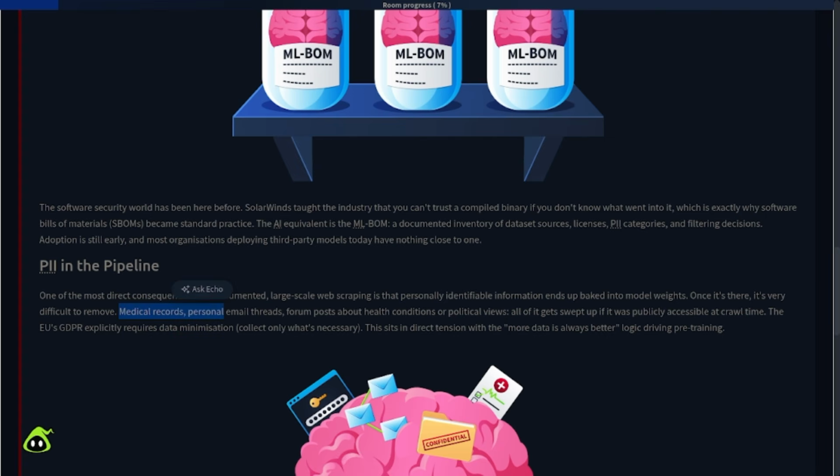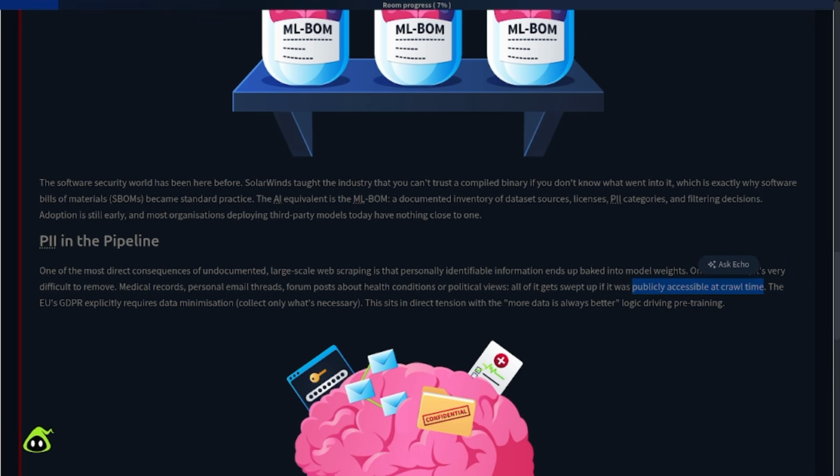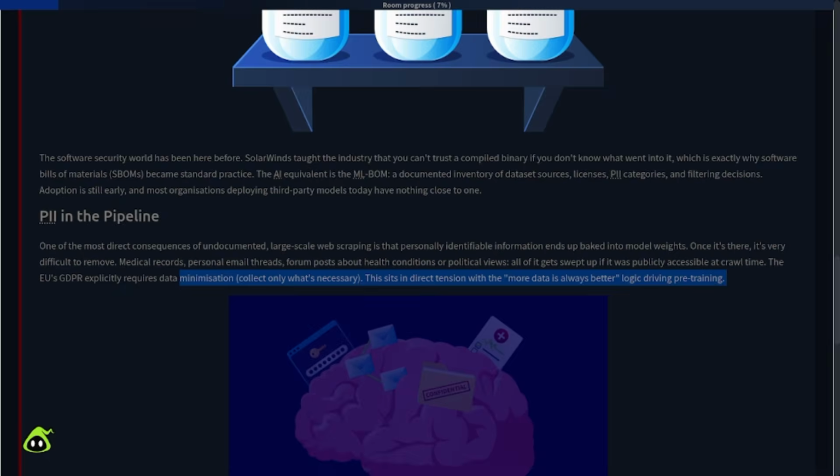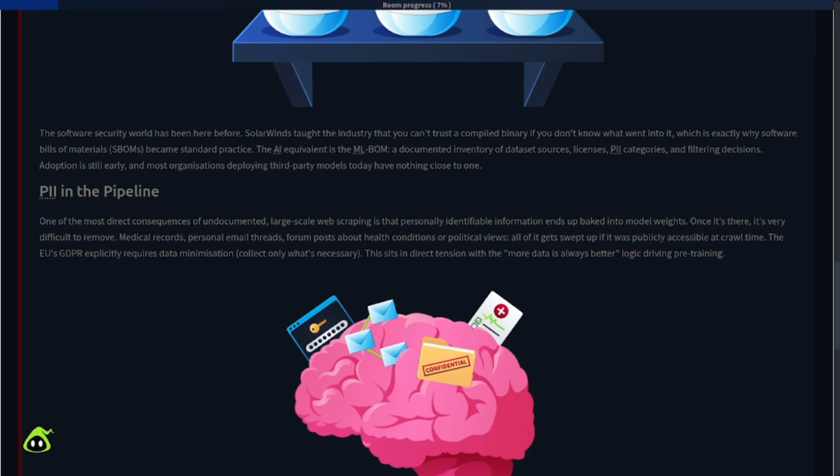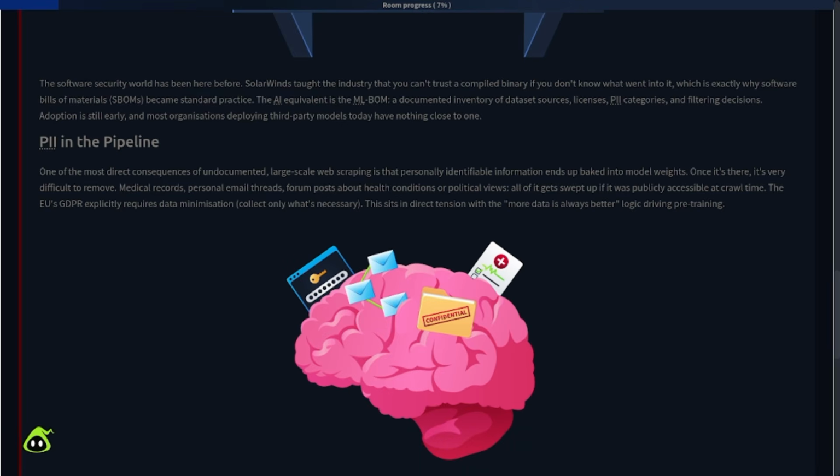Medical records, personal email threads, forms, posts about health conditions or political views, all of it gets swept up if it was publicly accessible at crawl time. The EU's GDPR explicitly requires data minimization, collect only what's necessary, and this sits in direct tension with the "more data is always better" logic driving pre-training. It means we generally feed more data into the LLM, and the LLM is going to be the finest model. That's the theory behind "more data is always better."